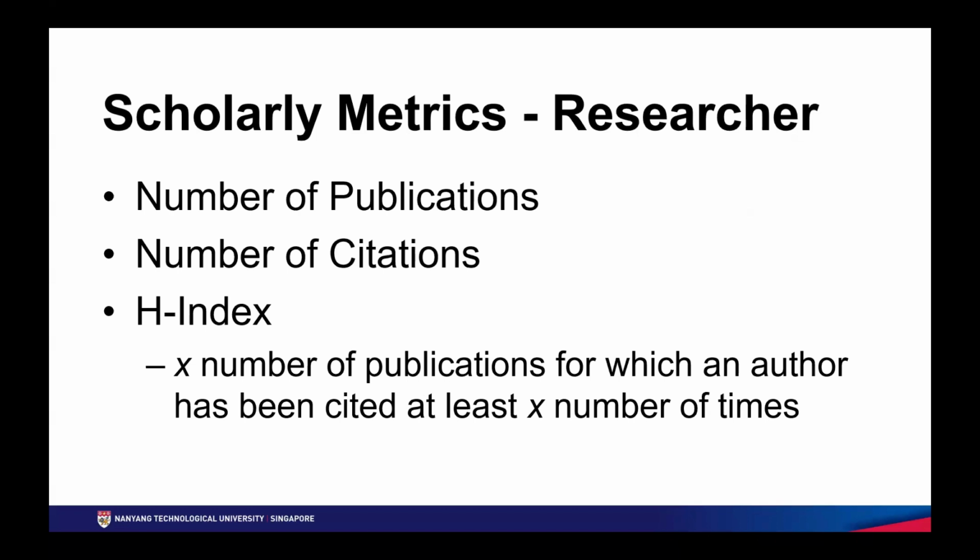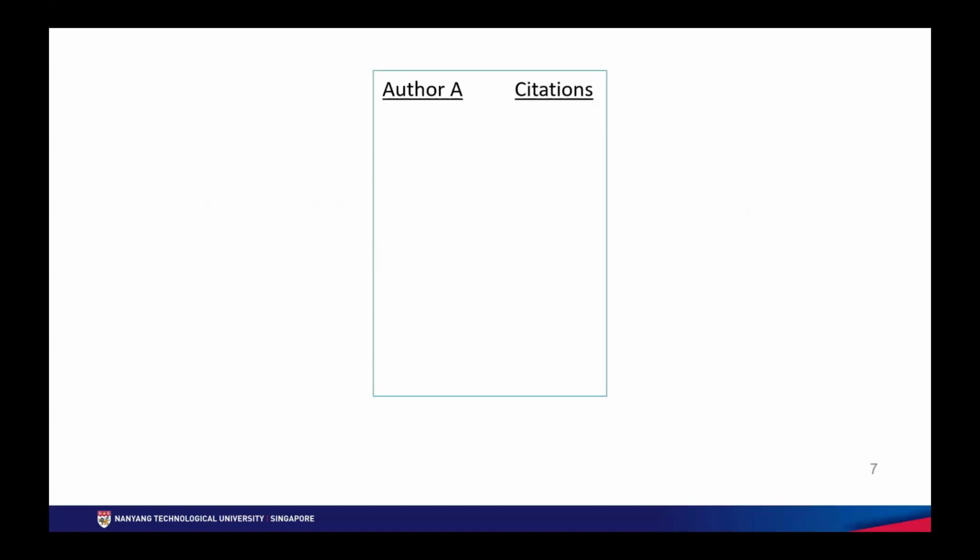So the H-index takes into consideration both the productivity of a researcher as well as the impact of their individual work. Let's take a look at this example. We have author A. These are the 5 papers that author A has published and the number of citations that each paper has received. So let's take a moment to study this table. What do you think the author's H-index is?